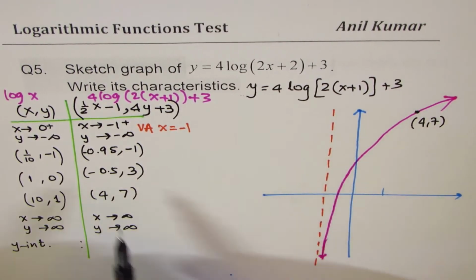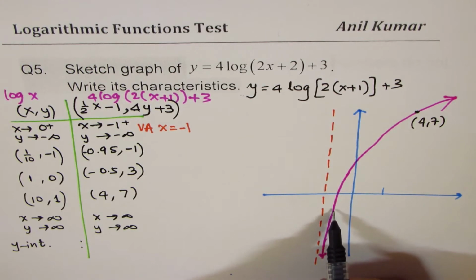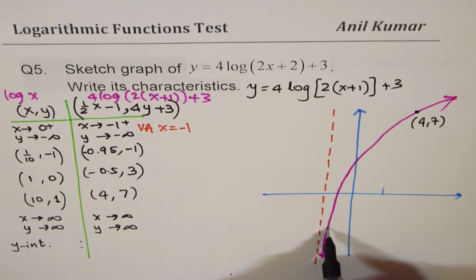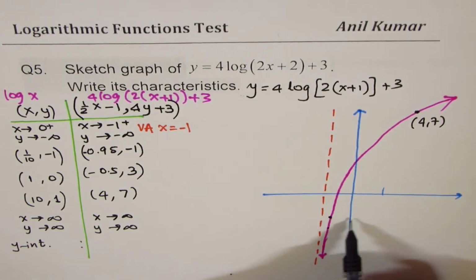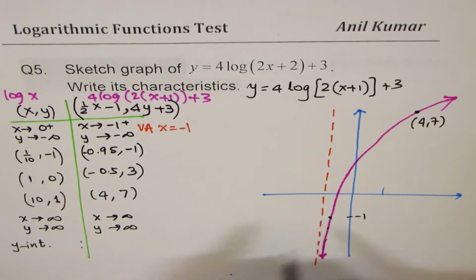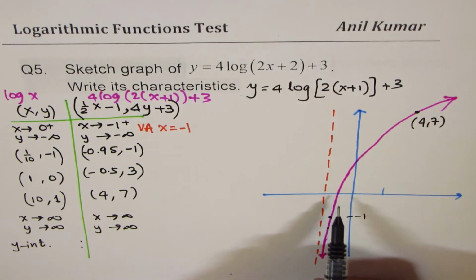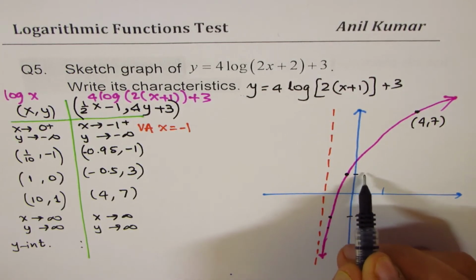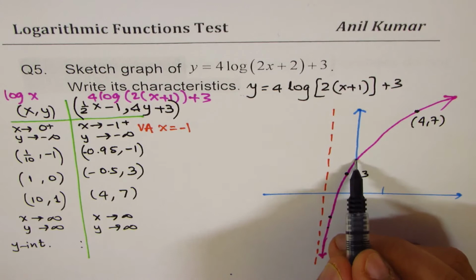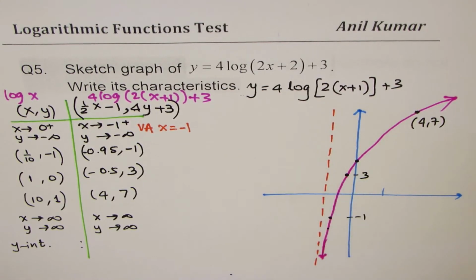Okay, and let's say this point is 0.95. Let me just say this is minus 1, this is at minus 0.5, and at minus 0.5 we have a value which is, let's say, 3, right? So this is 3 for us. We can actually calculate the y-intercept. So let's do that.